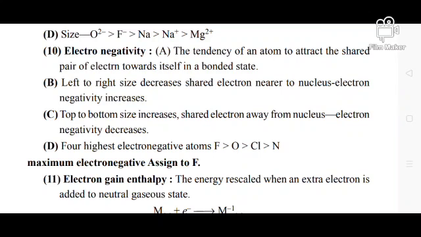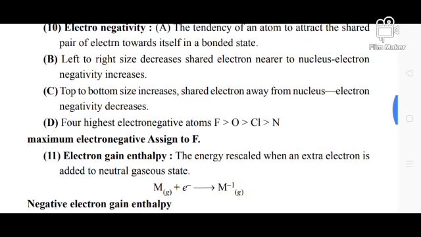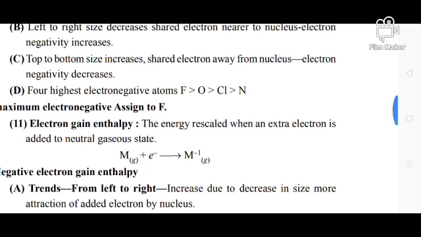If we talk about top to bottom, when we go from top to bottom along a group, the atomic size increases and the number of shells also increases. When the number of shells increases, the shielding effect of the shells means the nuclear charge cannot attract the electrons as much as before. So the shared pair electrons are not as close as before, so electronegativity decreases. So along a group, electronegativity decreases.